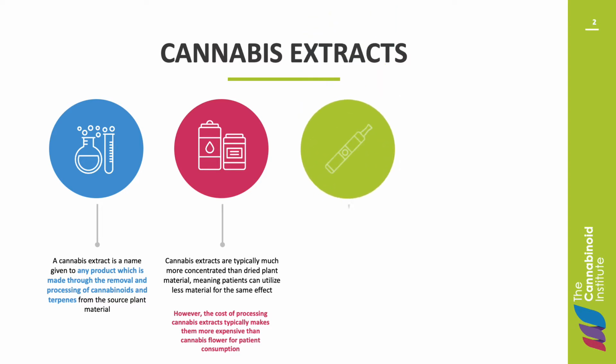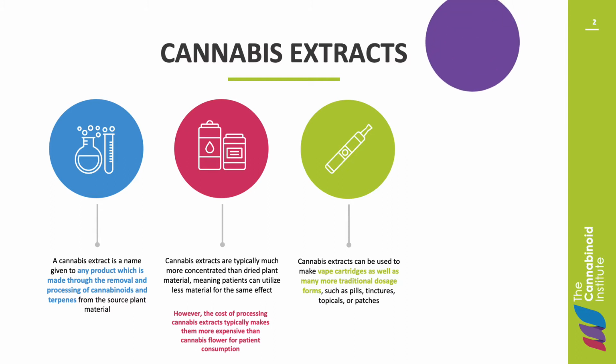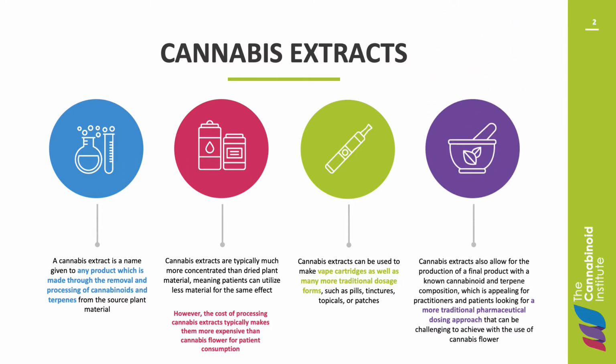Cannabis extracts can be used to make vape cartridges as well as many more traditional pharmaceutical dosage forms, such as pills, tinctures, topicals, or patches. Cannabis extracts also allow for the production of a final product with a known cannabinoid and terpene composition, which is appealing for practitioners and patients looking for a more traditional pharmaceutical dosing approach that can be challenging to achieve with the use of cannabis flower.